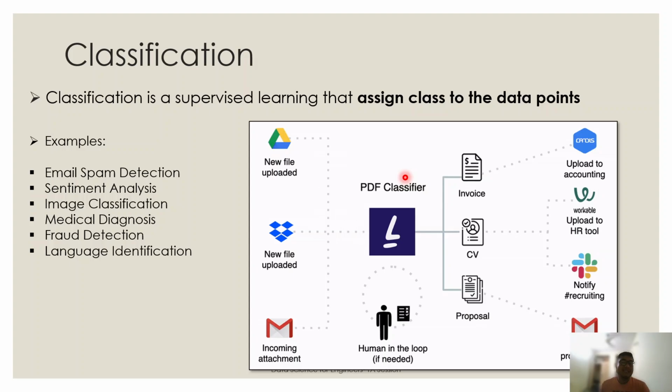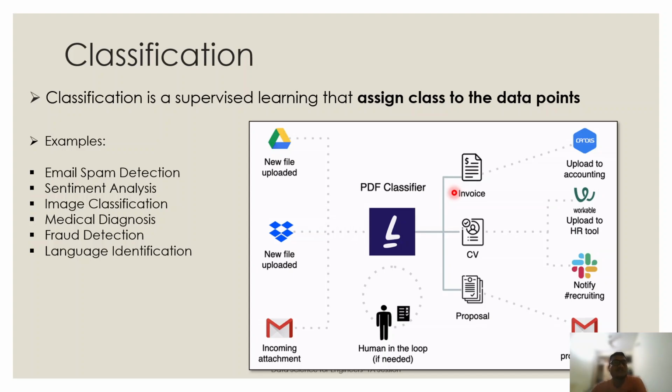So what exactly is happening here? The input data is coming in the form of a PDF document, and you are classifying that data. You are dividing that data, meaning you created three classes here: invoice, CV, and proposal. That is called the class, or you can also say the target. You created three targets, and whatever document comes, it is going to be divided into either invoice, CV, or proposal. That is called a classification problem.